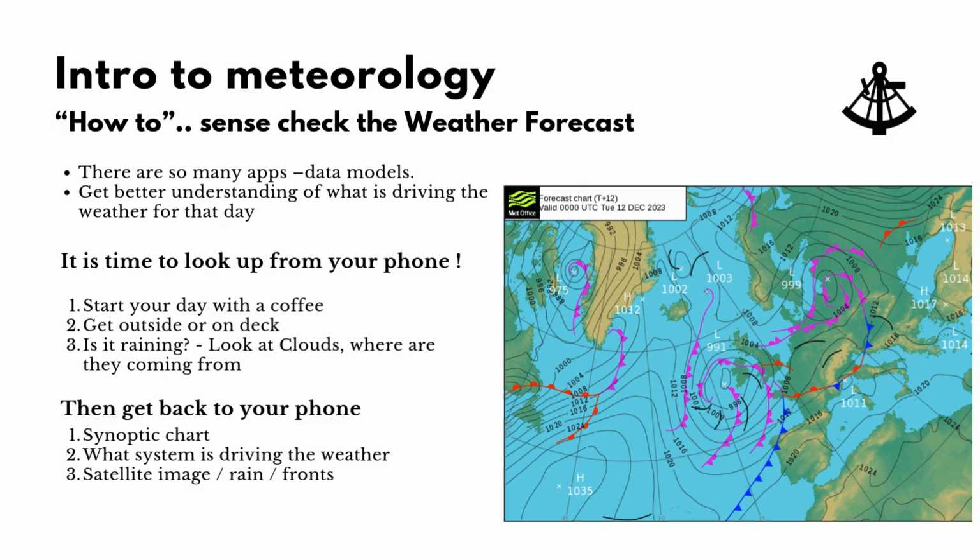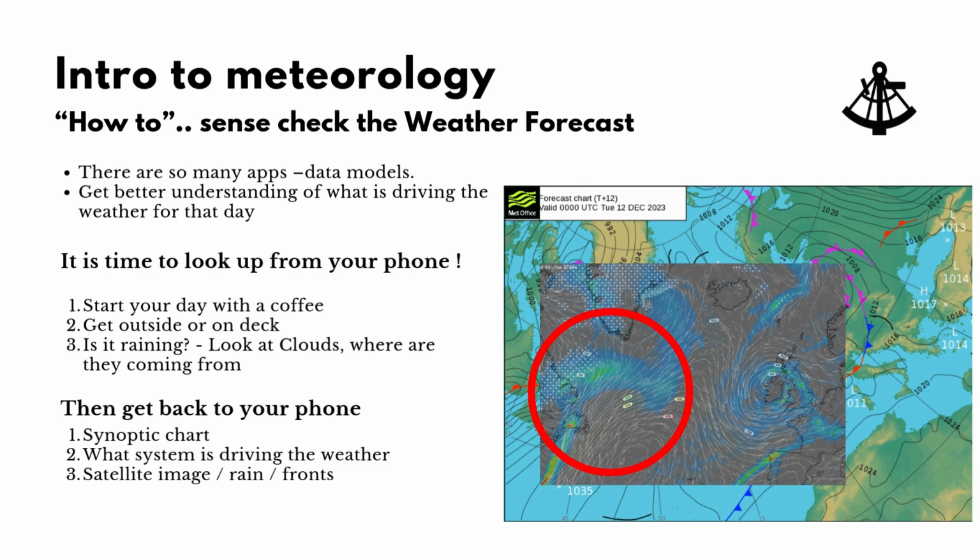Another cool tip here is to look at the satellite image or a rain radar. If you bring that up and hold it over the synoptic chart, you will see that the rains are falling along the weather fronts.